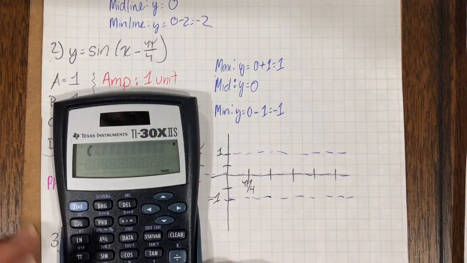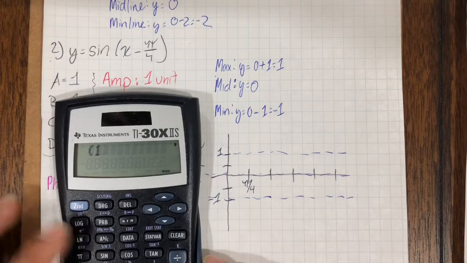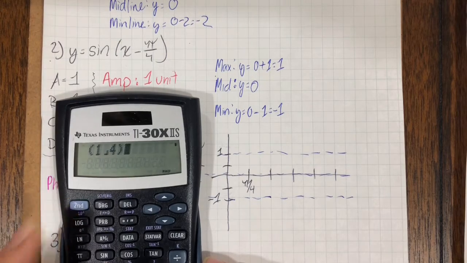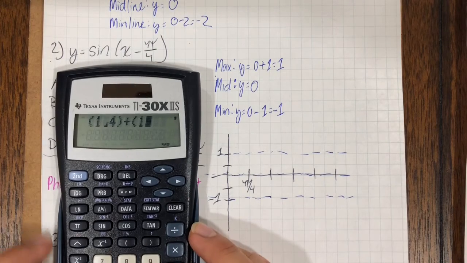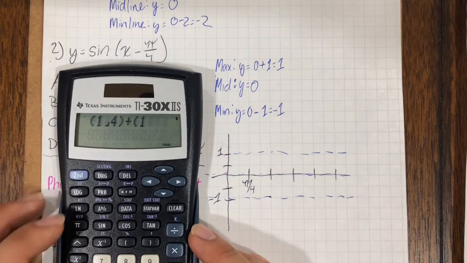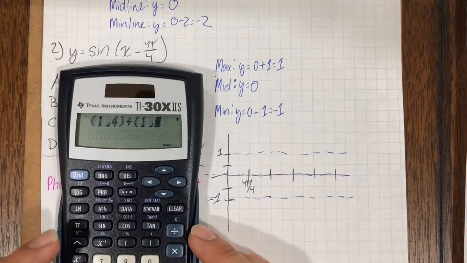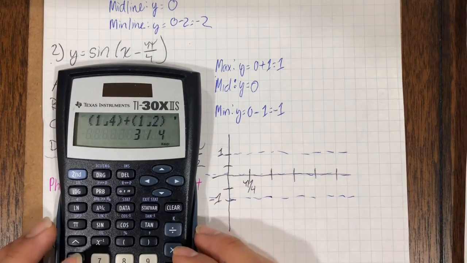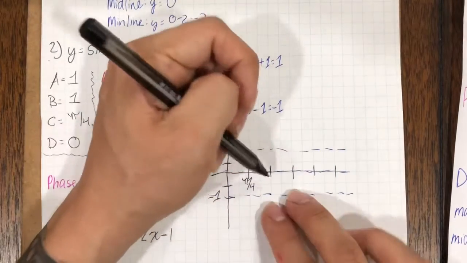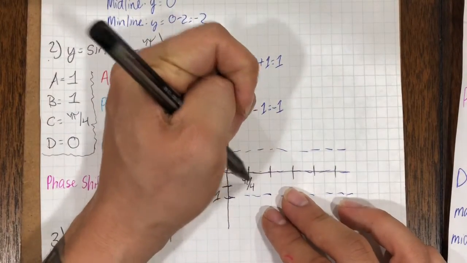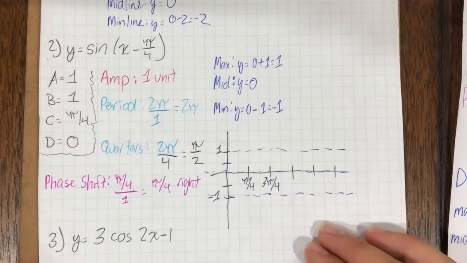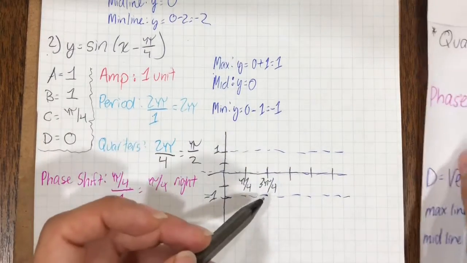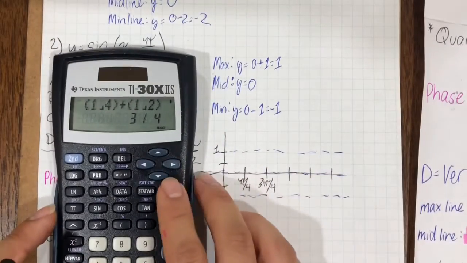So pi over 4 would be 1/4. And then I add it to 1/2, because pi over 2 is written as 1/2. And what I get is 3 pi over 4. So my next x value goes from pi over 4 to 3 pi over 4. Now I'm going to do that again to go from 3 pi over 4 to another radian.